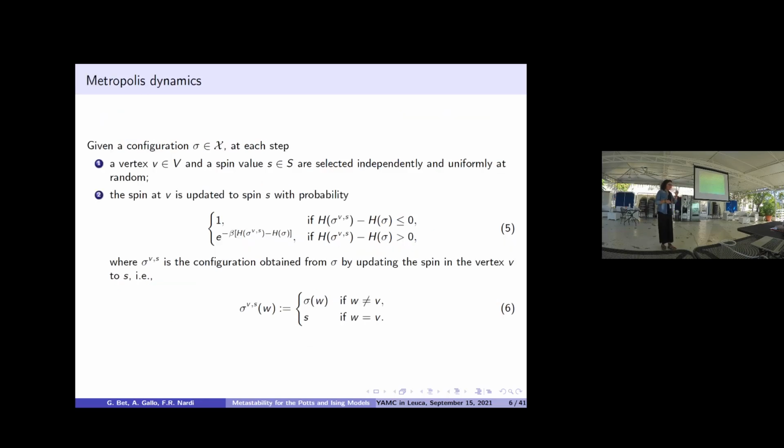Any step of the dynamics may be described also using the Metropolis algorithm. So, at any step, a vertex V and a spin value S are selected independently and uniformly at random. Then the spin on the vertex V is updated to S with probability 1 when the energy difference between the new configuration and the initial one is lower than or equal to 0. The probability is strictly positive when the same energy difference is strictly positive.